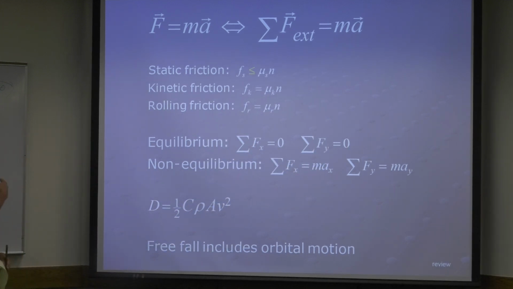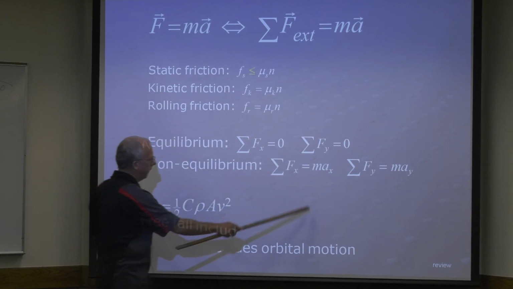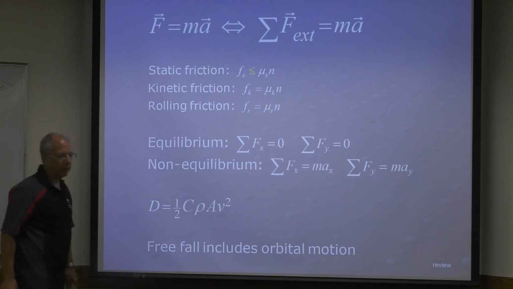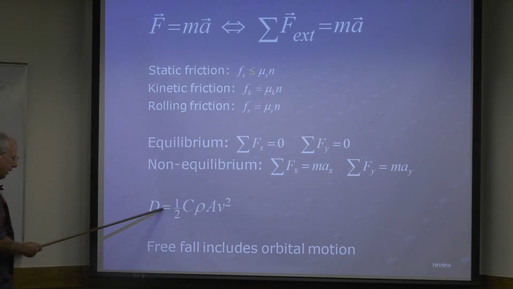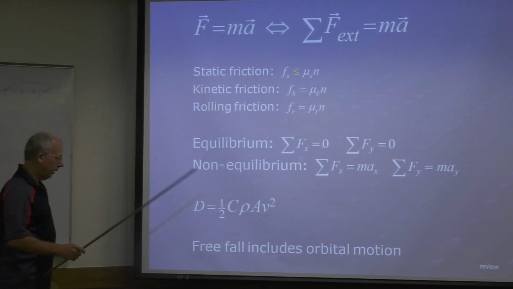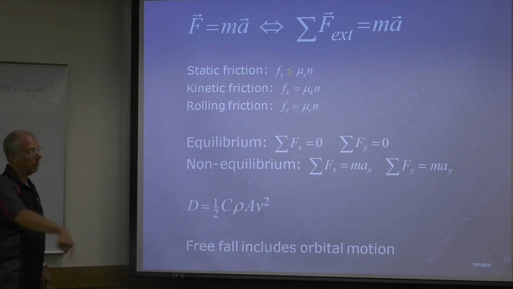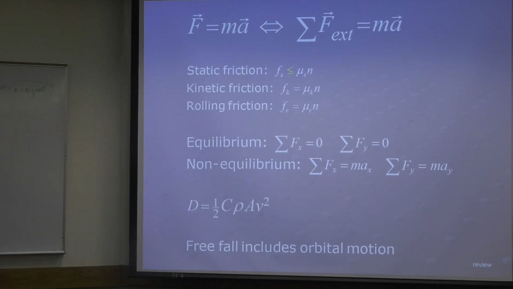So you saw on some of these problems, we'll have equilibrium in one dimension, but not equilibrium in the other. So not equilibrium, F equals ma, right? And so in order to use these equations, you have to resolve the vectors that are not along the axis. And here's our equation for drag. And we learned that free fall also includes orbital motion, because the only important force is gravity. That's it. Thank you.